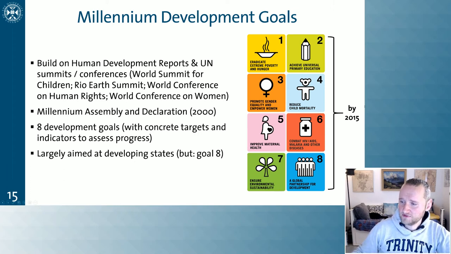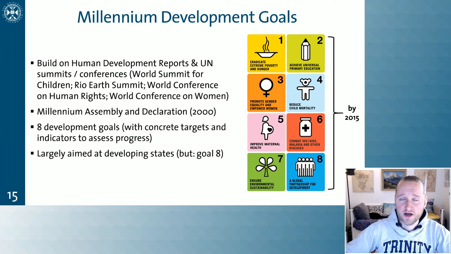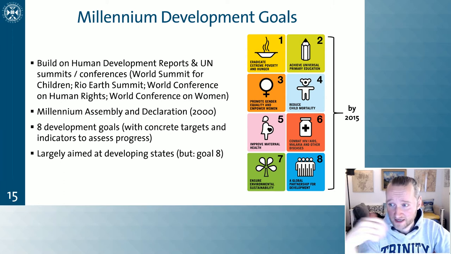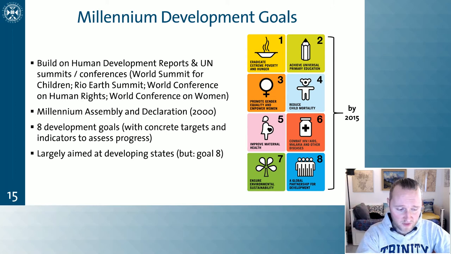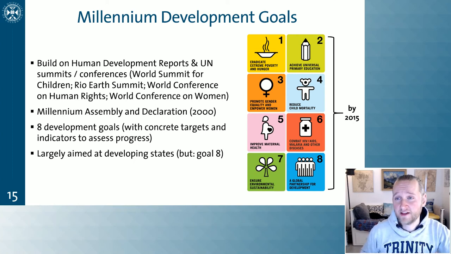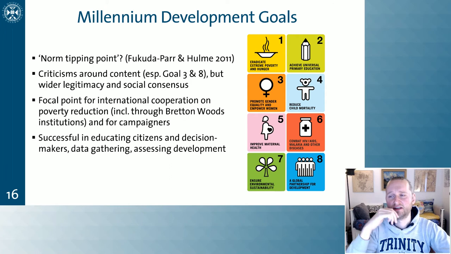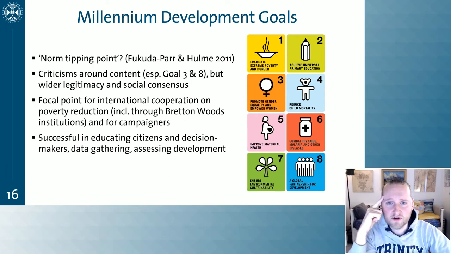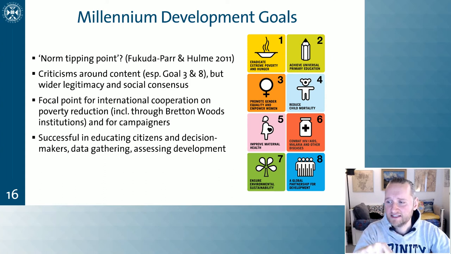Importantly, we had goal 8 in there, which very much was a charge for the developed world to be a part of this global partnership for development and provide the necessary funds, especially, and be a part of the cooperative efforts to achieve these goals later on. So the Millennium Development Goals, or MDGs, was the first thing that came out of this. And the authors Fukuda, Parr, and Holm called this a norm tipping point, in the sense that this was the first time where we suddenly had a specific set of goals with specific indicators, and there weren't really many detractors from that conversation. It was pretty clear that, yes, this was going to be what the world was going to focus on for the next 15 years.